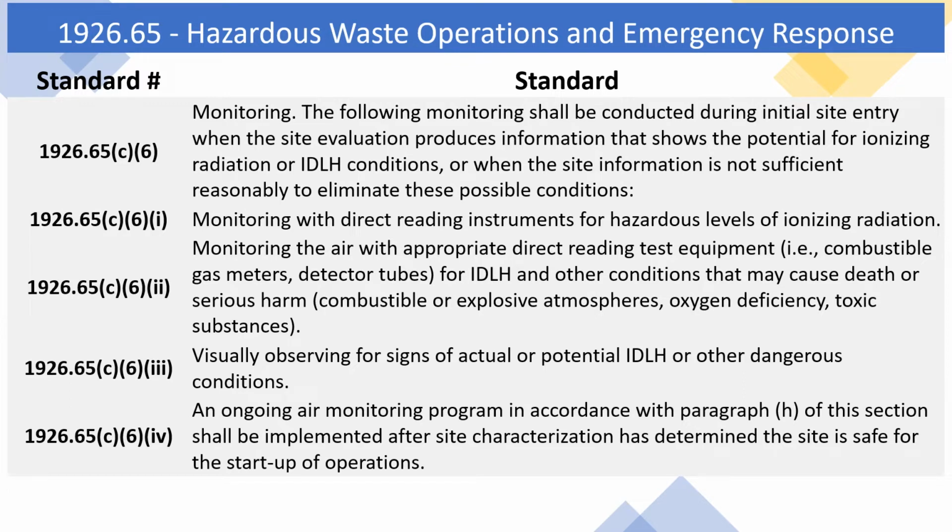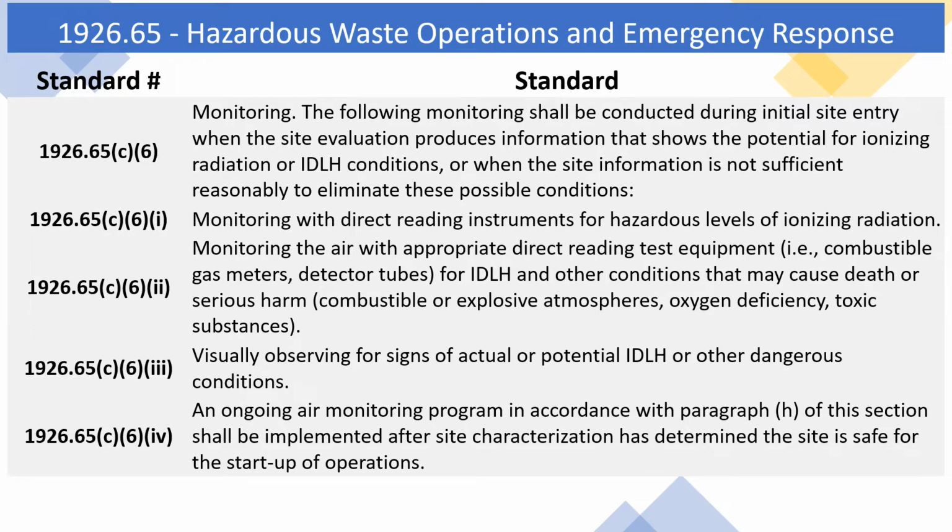1926.65 C6. Monitoring. The following monitoring shall be conducted during initial site entry when the site evaluation produces information that shows the potential for ionizing radiation or IDLH conditions, or when the site information is not sufficient reasonably to eliminate these possible conditions.